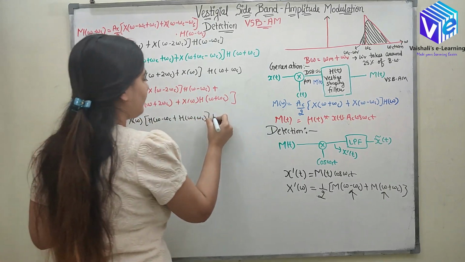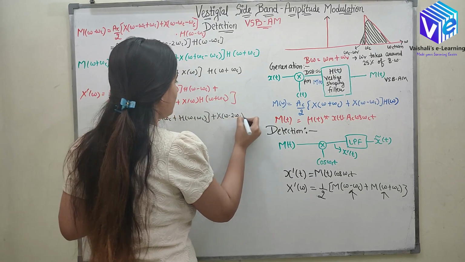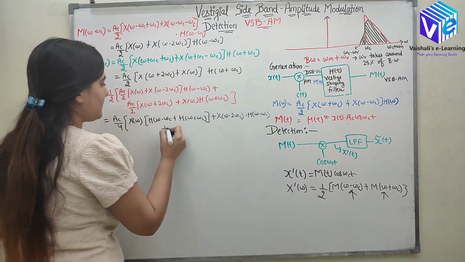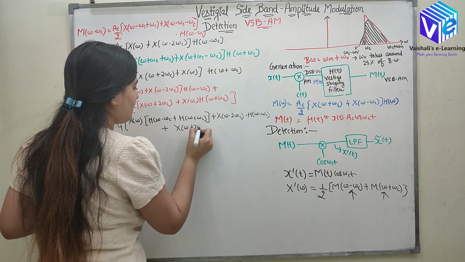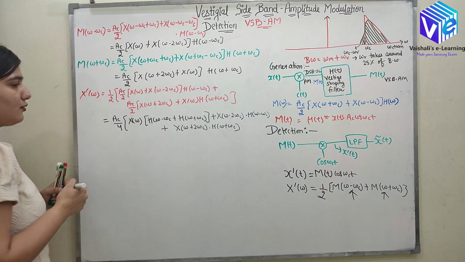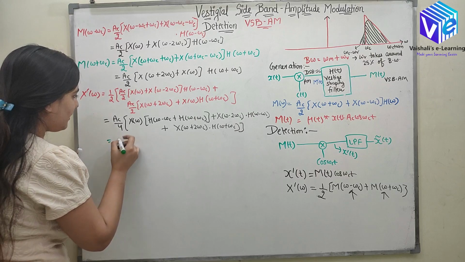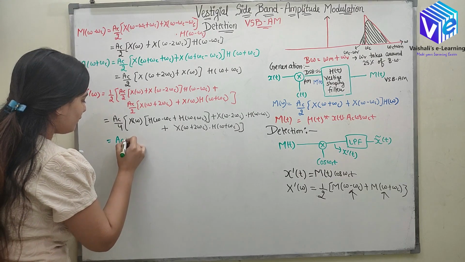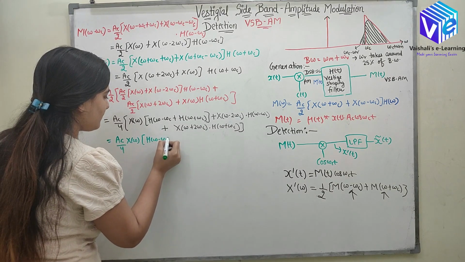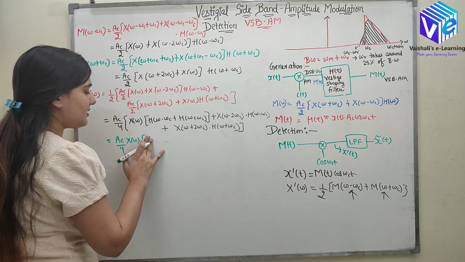Now here what am I left with? I am left with X of omega minus 2 omega c into H of omega minus omega c plus X of omega plus 2 omega c into H of omega plus omega c. So I can expand it and I can write it like AC by 4 X of omega, H of omega minus omega c plus H of omega plus omega c is 1.